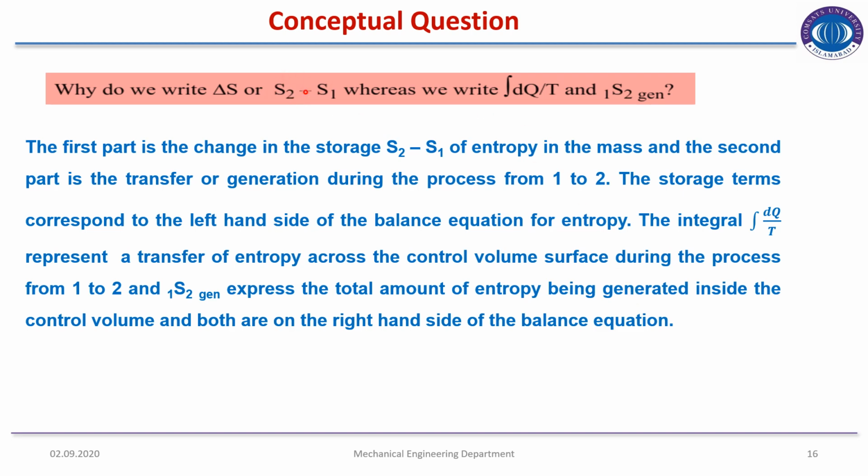So S2 minus S1, we usually write on the left hand side. So these S2 and S1 are the state properties or specific entropy at state 1 and 2, and dQ by T is the value of entropy transfer due to heat interaction, and S1 to 2 generation is the value of entropy that is generated due to the irreversibility within the process.